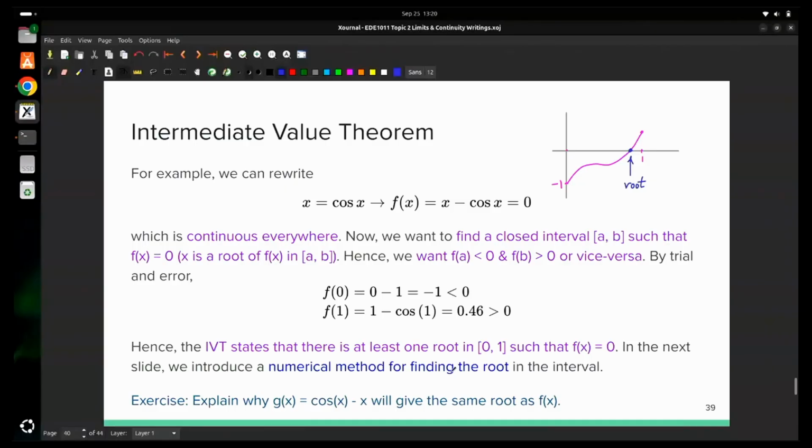If you understand this, then for this exercise: explain why cosine x minus x will give the same root as f of x. So what is cosine x minus x? Cosine x minus x is just minus of f of x.